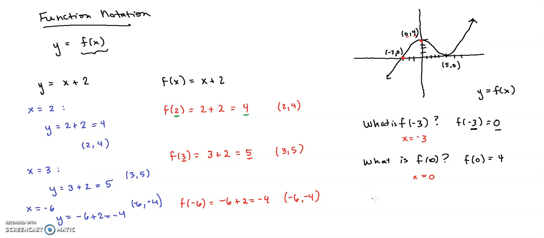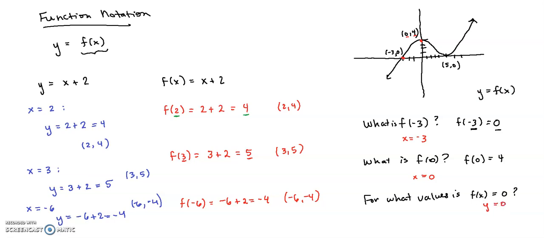Okay, and we can do, for what values is f of x equal to 0? Now this question's a little bit different. They're not giving us f of x, they're not giving us the number here. They're saying f of x equals 0. And remember, f of x is the same as y. So this is saying y is equal to 0.